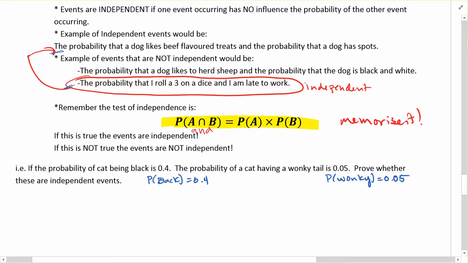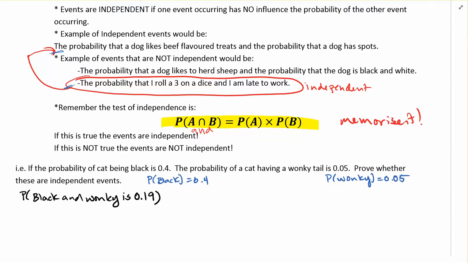oops, I forgot to give a bit of information there. Hold on. So I needed to give you that information there. And that I know that the probability of a cat being black and having a wonky tail is 0.19. So I need to check whether these events wonky and black are independent.